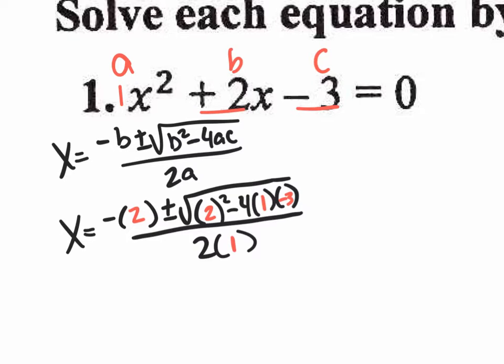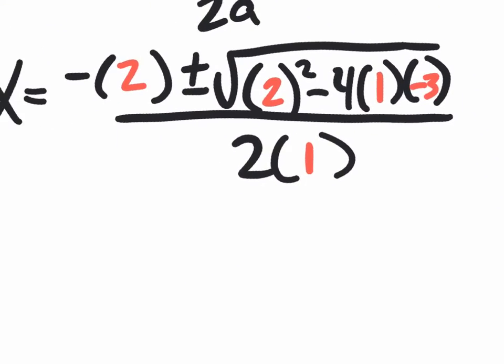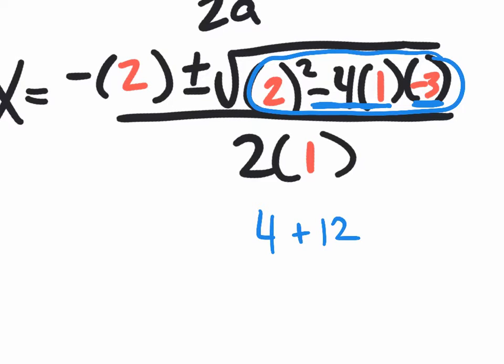Now we always start with the discriminant, the 2 squared minus 4 times 1 times negative 3. So let me do 2 squared first. What's 2 squared? 2 squared is 4. And now how about negative 4 times 1? Negative 4. And how about negative 4 times negative 3? Positive 12, right?